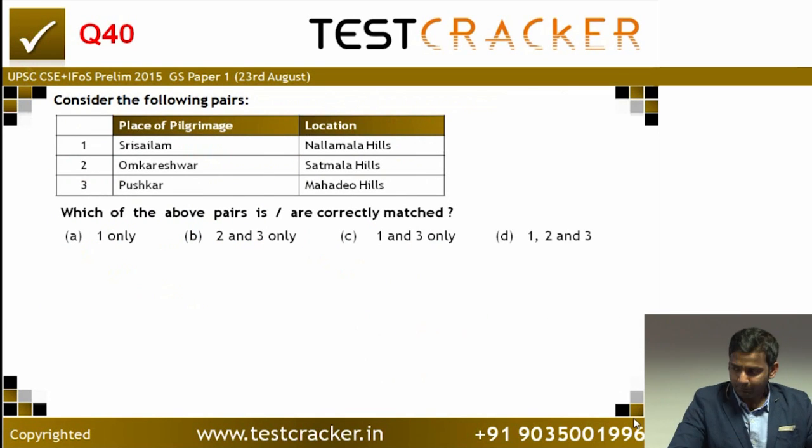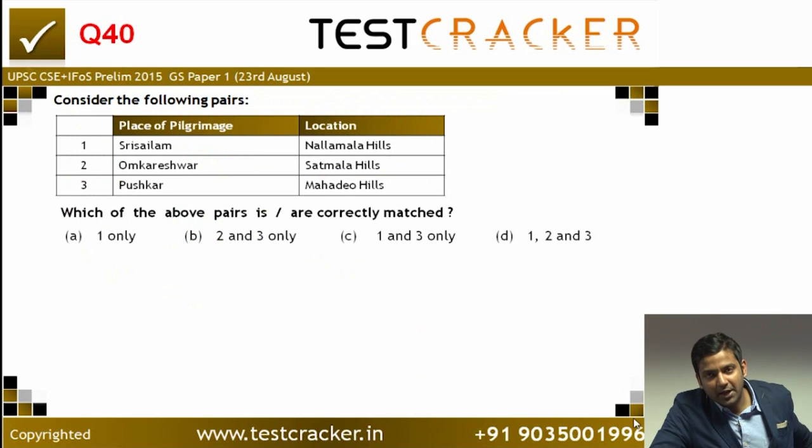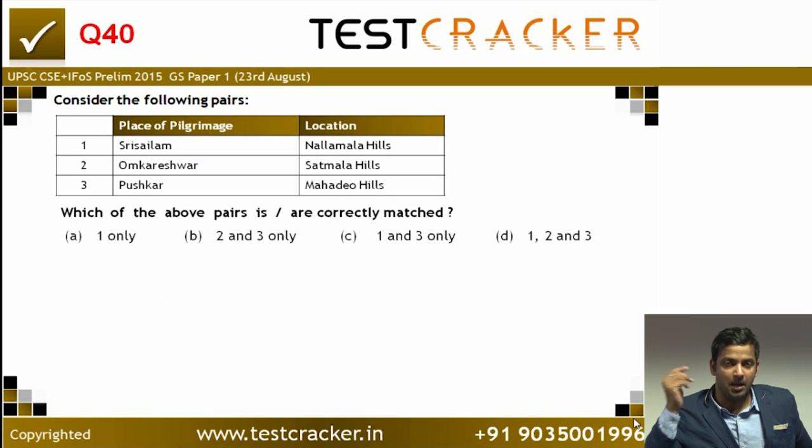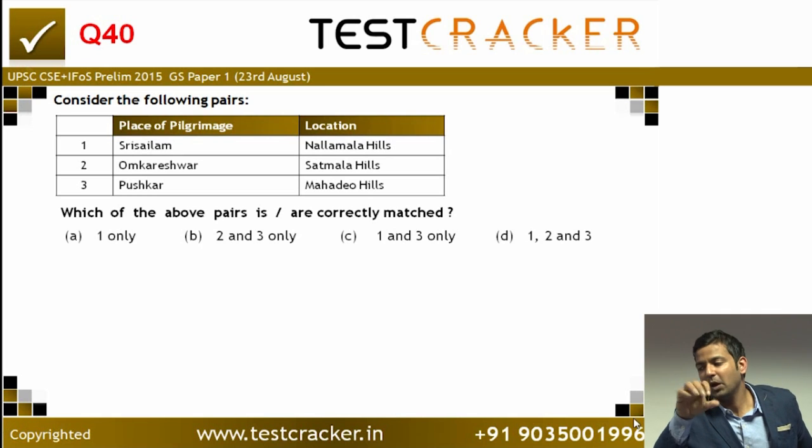Now a factual question. It looks like an extremely factual question, right? Place of pilgrimage and location, but they have done you a great favor. They have mentioned in location: hills. You needed to ask yourself, where are these hills found? So if you knew, for example, Pushkar, where is Pushkar? Pushkar is in Rajasthan. So if you know Pushkar is in Rajasthan, you needed to ask yourself whether the Mahadev hills extend towards that region, right? And if you were sure, no.